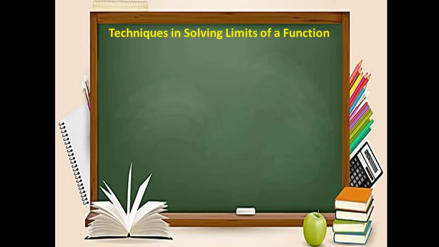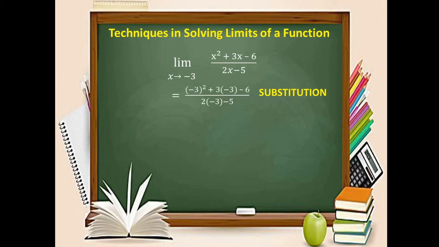We have techniques in solving limits of a function. So if, for example, we have this limit, (x^2 + 3x - 6) over (2x - 5) as x approaches negative 3, the first thing we are going to do is the substitution. We will substitute the value negative 3 for the x's. So we have (negative 3)^2 + 3 times negative 3 - 6 over 2 times negative 3 - 5. So we will further simplify.